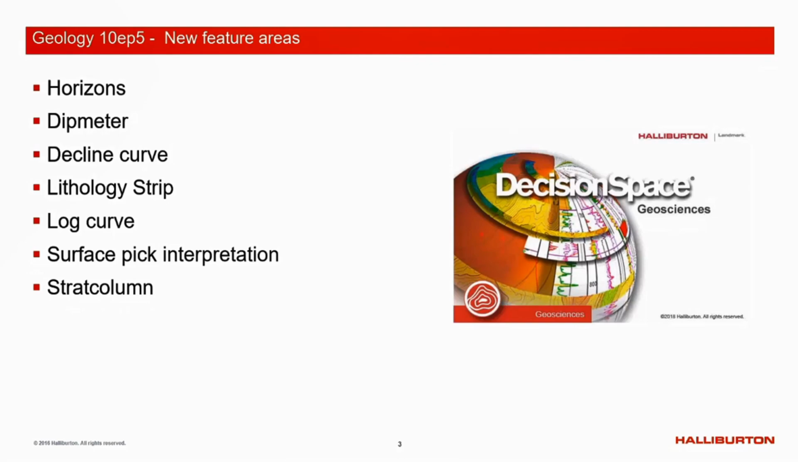So the new features that we've worked on are found in multiple areas within geological interpretation. We've worked on dip data and decline curve quick analysis tools. Lithology strip and log curve work focuses on setting up display options more quickly. The Stratcolumn surface pick and horizon work was on improving the display and allowing the user to customize what they see in the correlation view, a lot of which is foundational for aiding the geoscientists to understand the subsurface and identify target reservoirs.